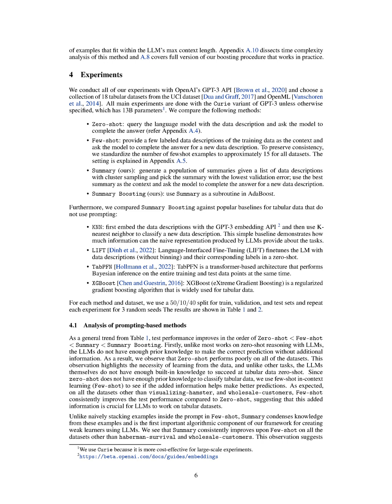As we anticipated, few-shot consistently enhanced the test performance on all datasets, except for visualizing hamster and wholesale customers. This suggests that the additional information is crucial for LLMs to be effective on tabular datasets. Now, instead of just stacking examples within the prompt in few-shot, summary takes these examples and distills knowledge from them. We observed that summary consistently improved upon few-shot across all datasets, except for Haberman survival and wholesale customers.